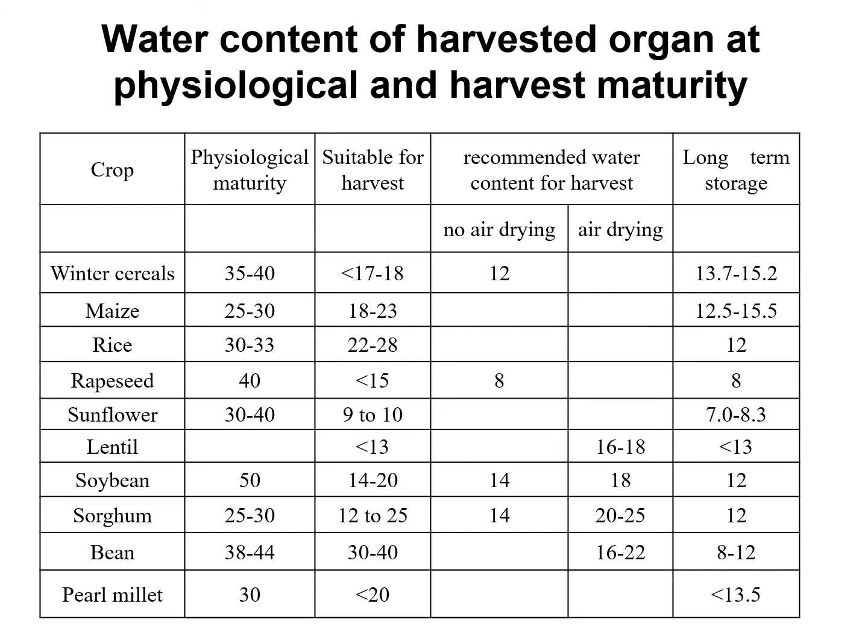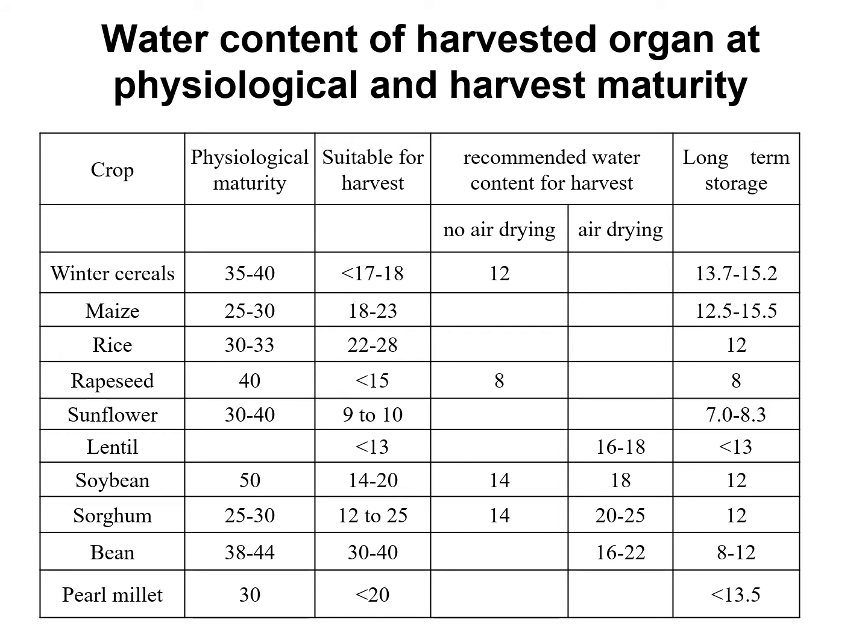For harvesting, rapeseed seeds should have lower than 15%. If we want to harvest the seeds without air drying out of the field, it is recommended to harvest when seed moisture is only 8%, and this 8% value is also the value recommended for long-term storage.